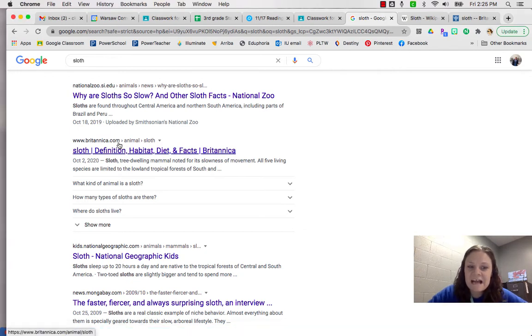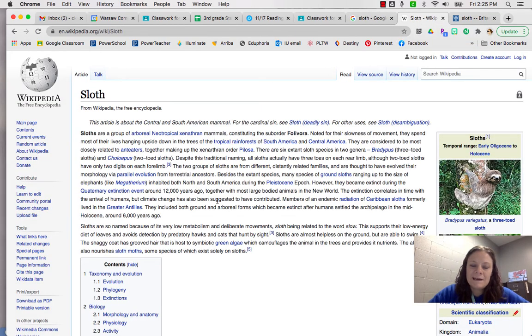Here at Britannica.com, that's an encyclopedia. I could trust that. So let me show you here. I clicked on Wikipedia, and let's just see what it says. It says this article is about the Central and South American mammal. Oh, well, Wikipedia says it. Maybe it's true, maybe it's not. I don't know. Let me check another source because I don't really trust Wikipedia, again, because anyone can edit that.